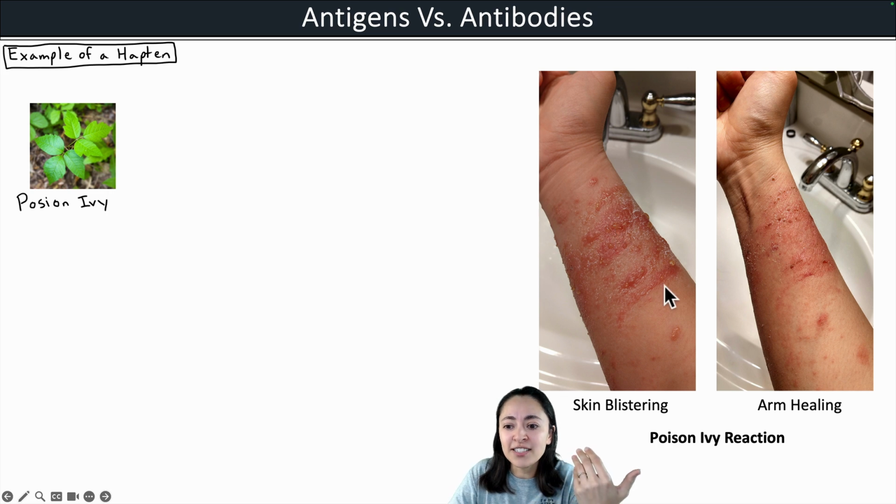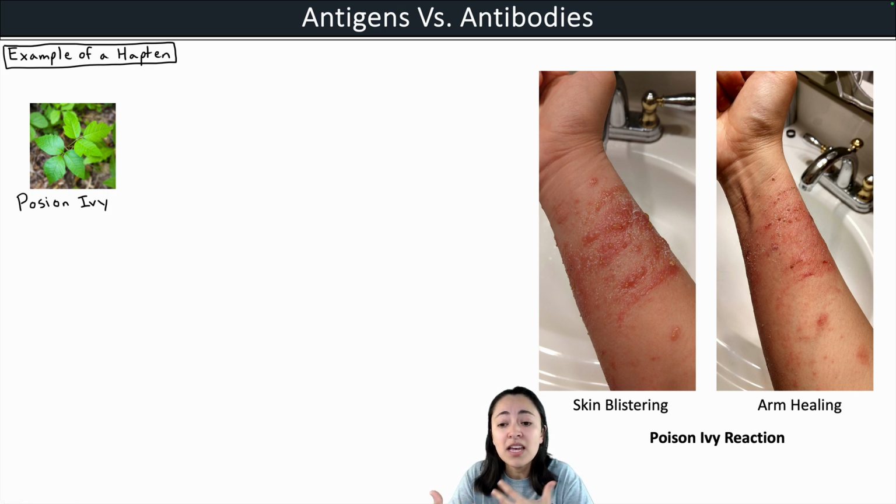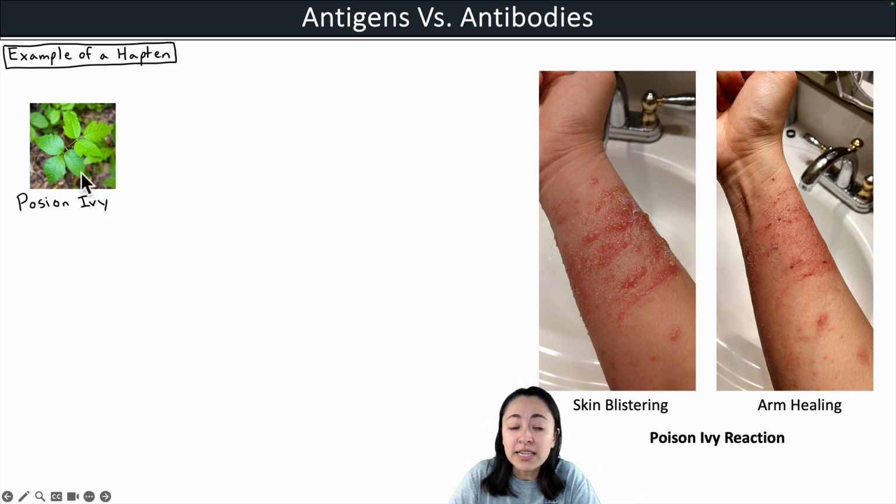Here you can actually see the blistering that results from exposure to the oils on the poison ivy. When you're exposed to poison ivy, your immune system starts to attack your skin cells, and that's what causes all the blistering. Then over time, the arm will start to heal. Why does this reaction occur? Well, let's look at what's in poison ivy.